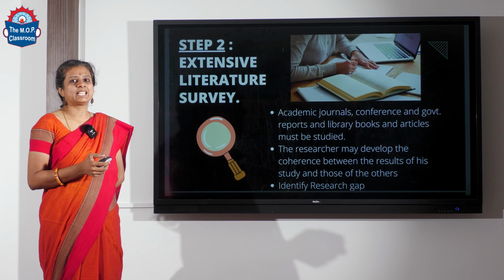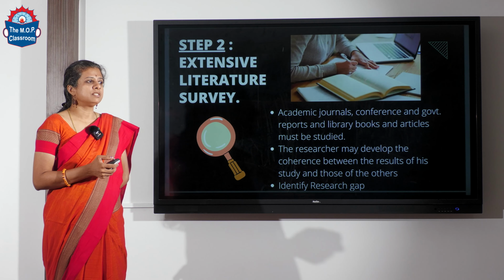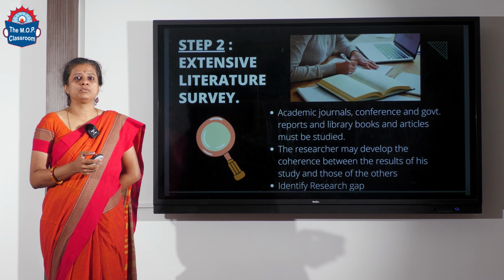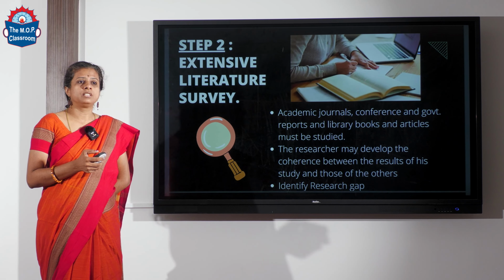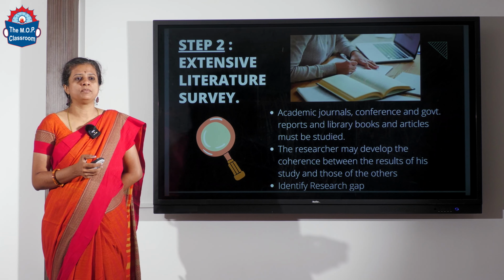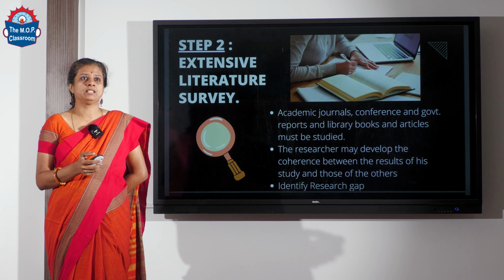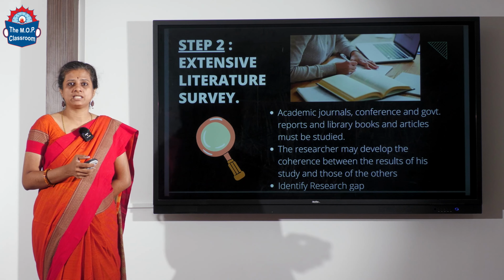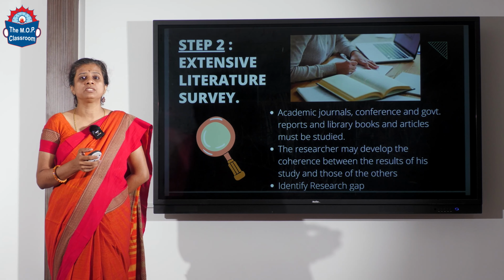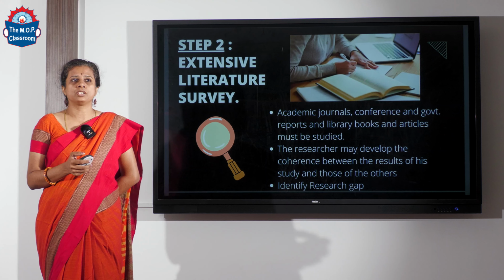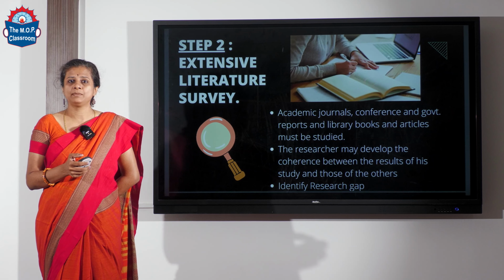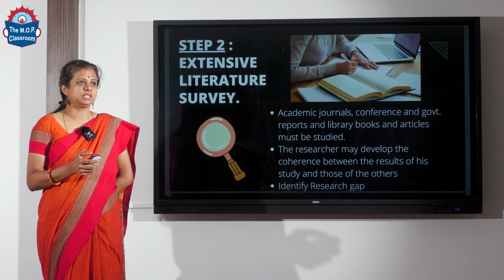The second step is extensive literature survey. Extensive literature survey means the already existing articles which are available in the library or the government published records and reports or the academic journals have to be completely perused to understand what researches have been done in the yesteryears in the topic. This will give an idea to the researcher about the coherence of his research and the results with that of the report of the others. Basically, it helps in identification of the research gap. This was the step 2.